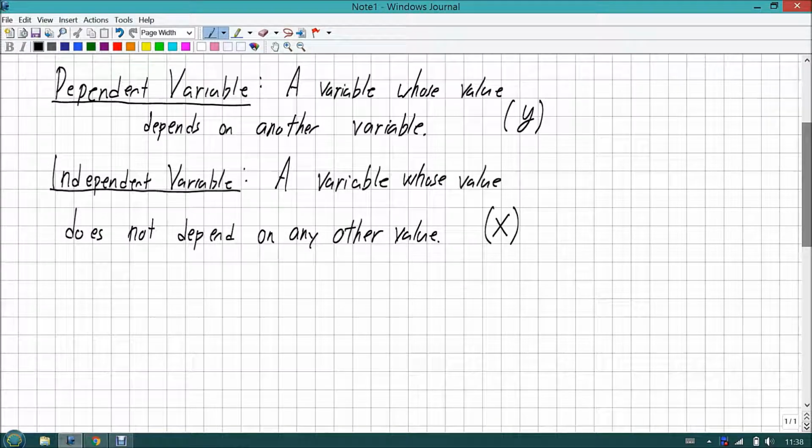So when we're graphing, the independent variable goes along the horizontal axis called the x-axis. For an example, we would have this horizontal axis here, and we'd call this the x-axis, which is the independent variable, the one that doesn't care about anybody else. And then you have the y-axis, which is the vertical axis, and that one has a value that depends on what the x value is.